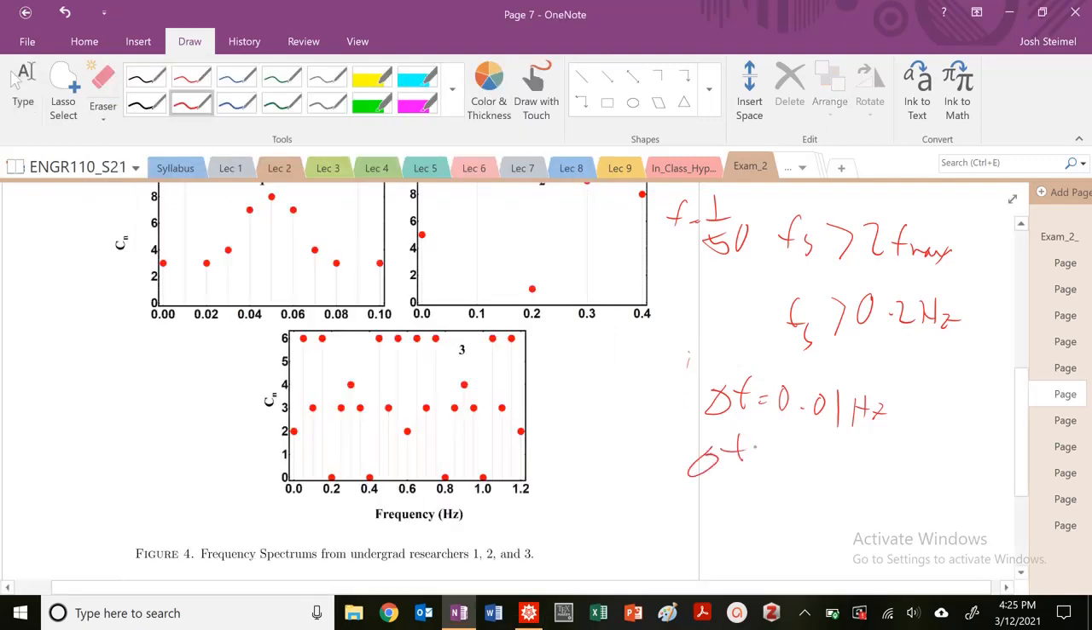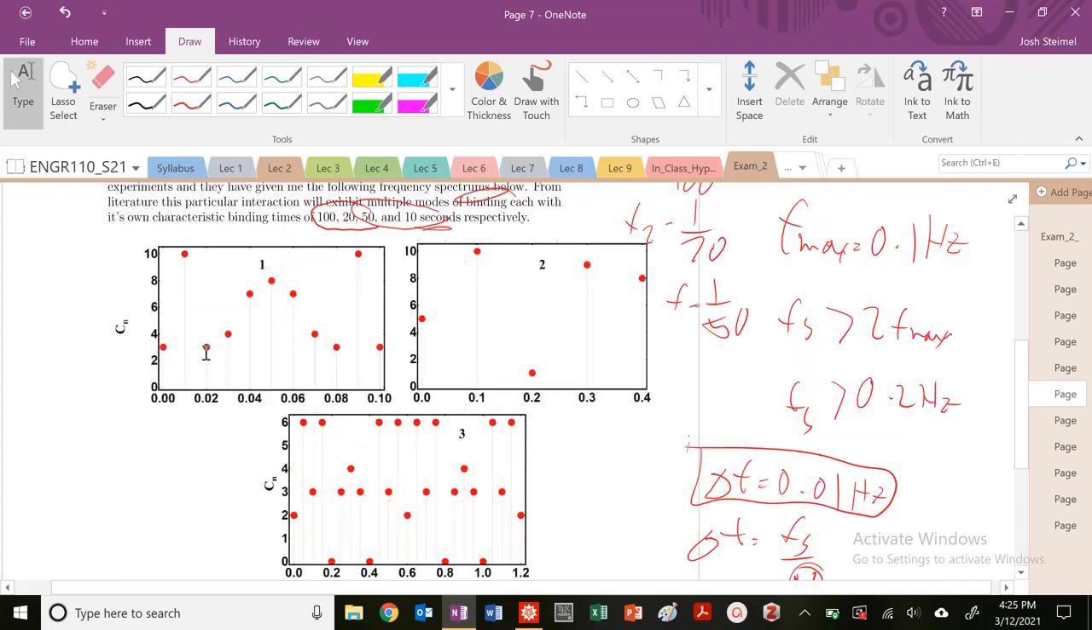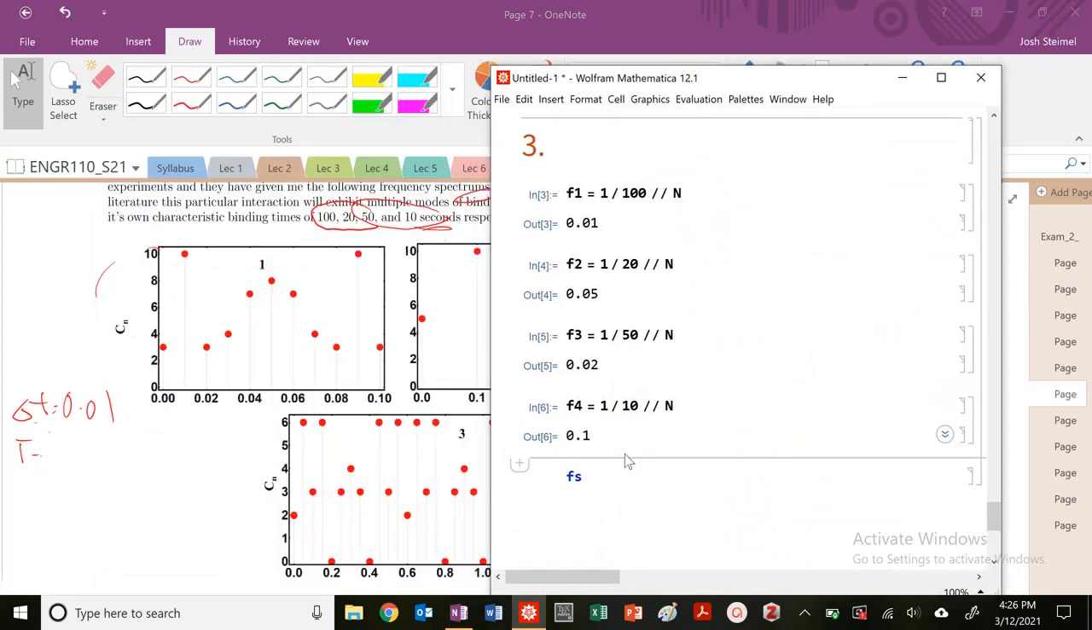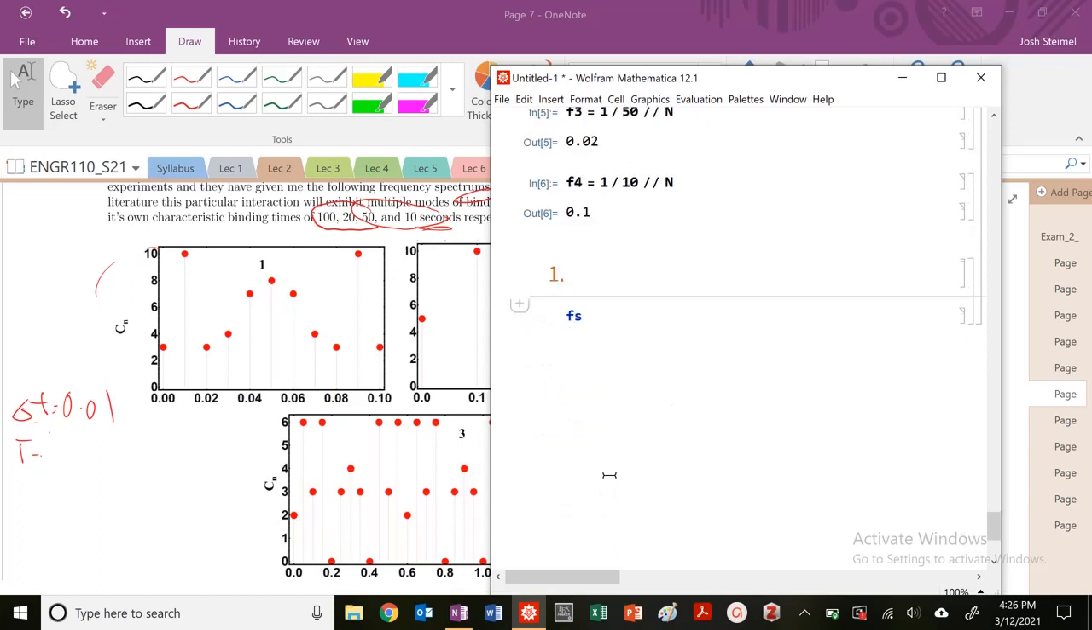I also have a relationship, remember, that delta F equals F sub S over N. So once I pick my F sub S, then I can figure out the N that I need. But anyway, let's see if they actually did this experiment correctly to sample it correctly. Let's look at the values that I have. In this experiment, I have my delta F equal to 0.01. So again, let's go down the rabbit hole and write out all these values. Let's make a little subsection for one. For one, I have my delta F1 equal to 0.01.